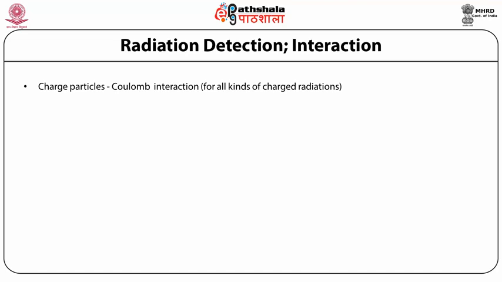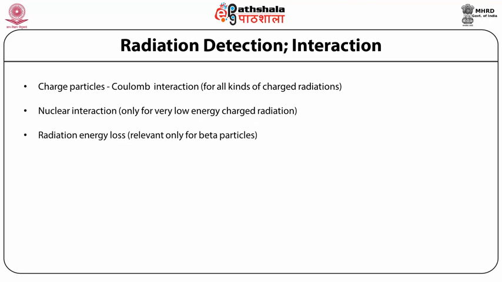Another kind of interaction within the material medium is the nuclear interaction, but this happens only for very low energy charged radiations. In the nuclear interaction, the incoming charged particle interacts with the nucleus and loses its energy. The third important kind of interaction is radiation energy loss. This is relevant only for beta particles.